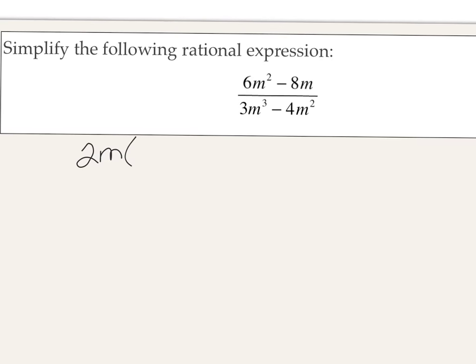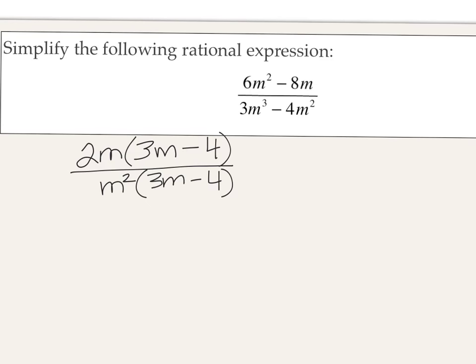Now, to multiply 2m by something, I need to multiply 2m by 3m to get 6m squared. What do I need to multiply it by to get negative 8m? 4. So it's minus 4. And on the bottom, I have 3m cubed and 4m squared. So what can I factor out of there? M squared. And in the brackets, it'll just be 3m minus 4. So this is a situation where it's actually much better to factor, and we'll see why in a minute.